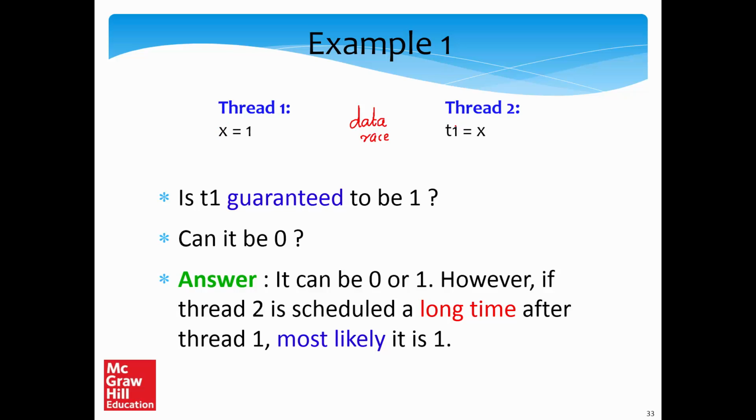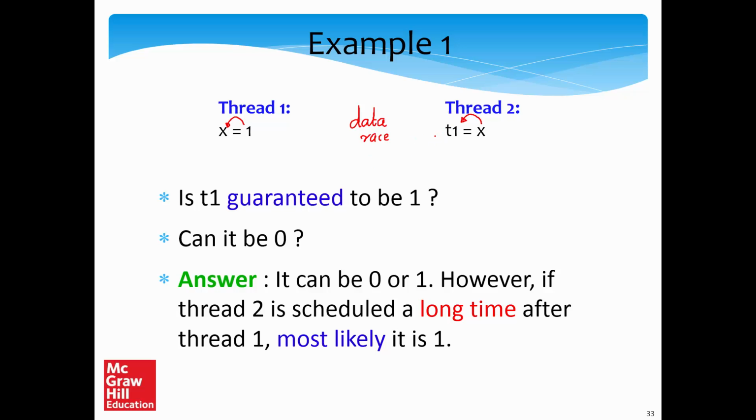So of course we are writing to t1, but that's not counted. This is considered a read operation because we're reading from x, and this is considered a write operation because we are writing to x. So there is no order between this read and write, right? So they can happen in any order.